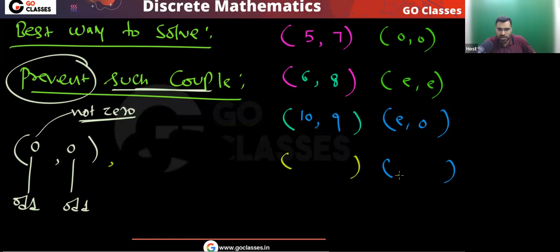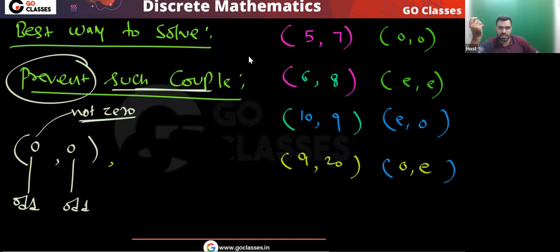I cannot give you odd, odd. If I give you odd, odd, then they will create a couple. Agree? If I give you even, even, they will create a couple. If I give you even, odd, they will create a couple. So the last choice is I can give you odd, even. For example, odd, even.